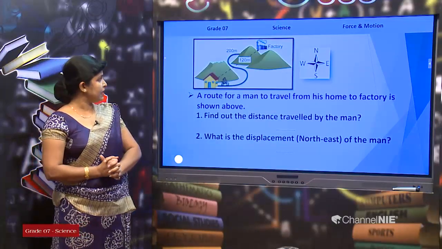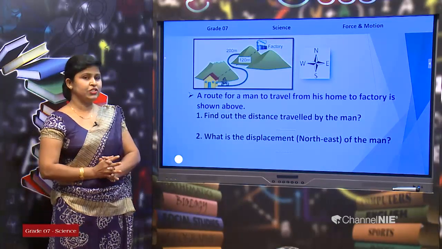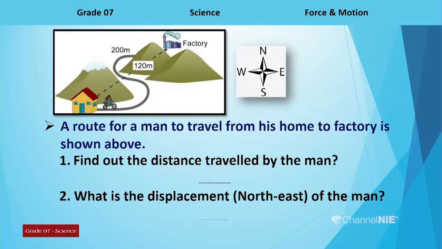Right. Let us see another example. Look at the picture given on the screen. You can see there is a house and there is a factory. The man is travelling from house to factory along a road, right? The length of the road is 200 meters. And you can see that the straight length between the house and the factory is represented by that dotted line. That length is 120 meters. Right. Based on this, these two questions are asked.